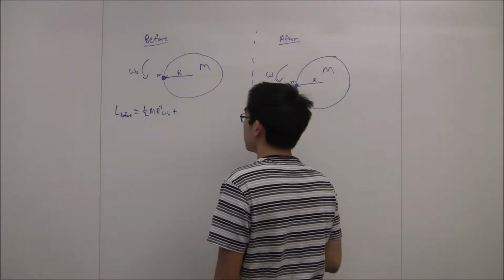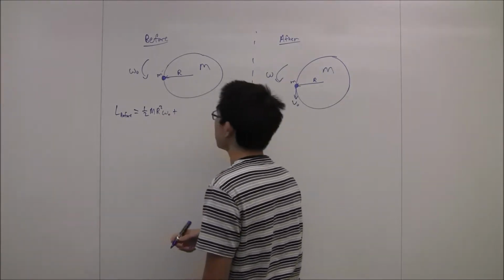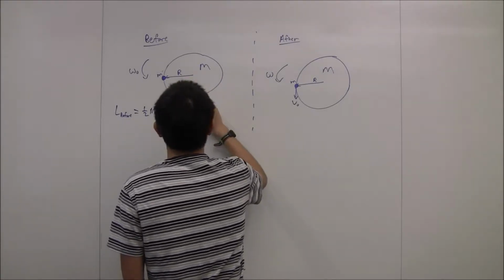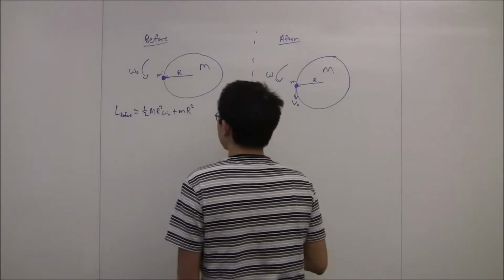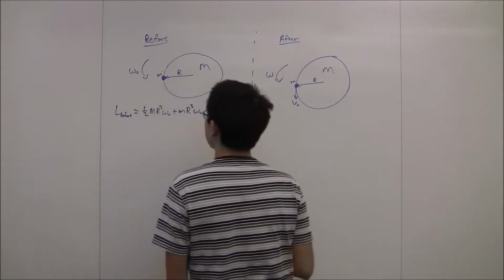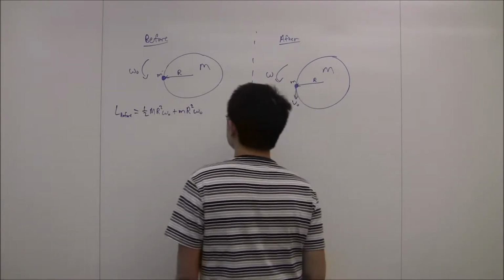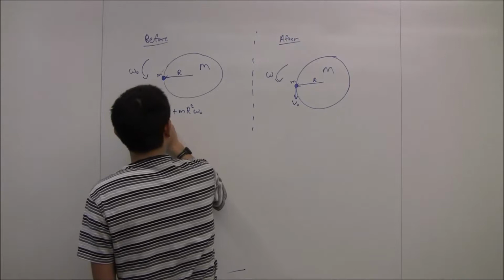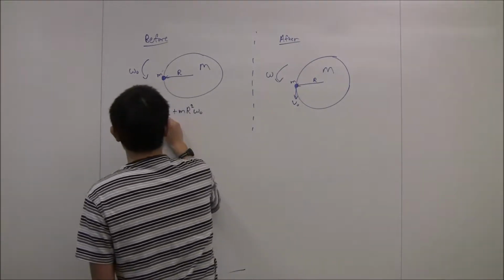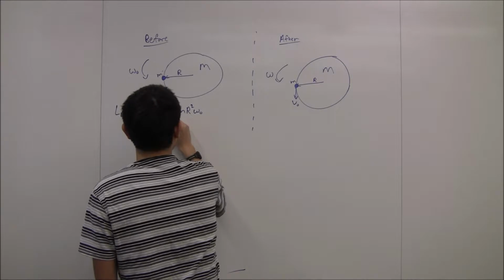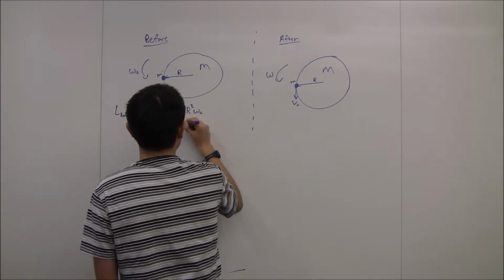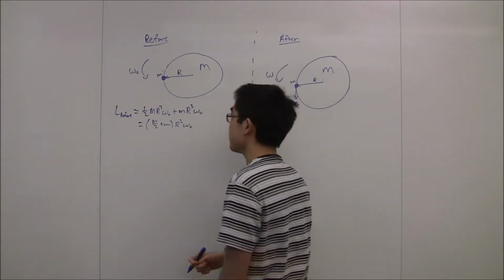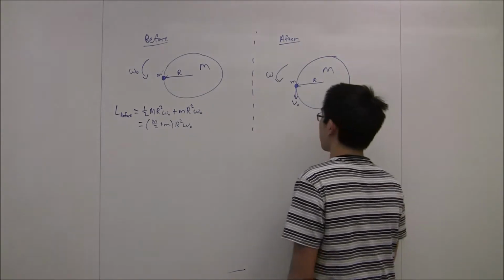Now, the angular momentum of the person, which we're treating as a point mass, is just going to be little m times its distance from the center, which is big R, squared, times its angular velocity, which is omega naught. Now, if we group like terms, we get that this is going to be equal to big M over 2 plus little m, all times big R squared omega naught. Alright, so let's now calculate the angular momentum after the person starts walking on the merry-go-round.